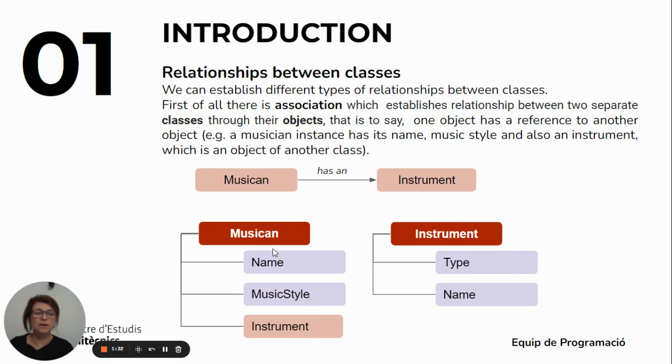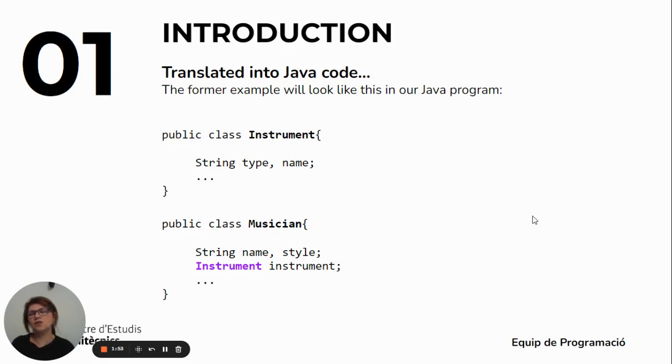For example, we have Paco de Lucia. Yes, that's a famous musician, right? The music style was flamenco and he played the guitar. So the guitar is a string instrument called guitar, right? Translated into Java, how does this look in Java? So here we have it. We have the public class Instrument, open curly brackets, String type, comma, name, semicolon, close curly brackets. And the same happens with public class Musician, which has a String name, a style, and an Instrument.